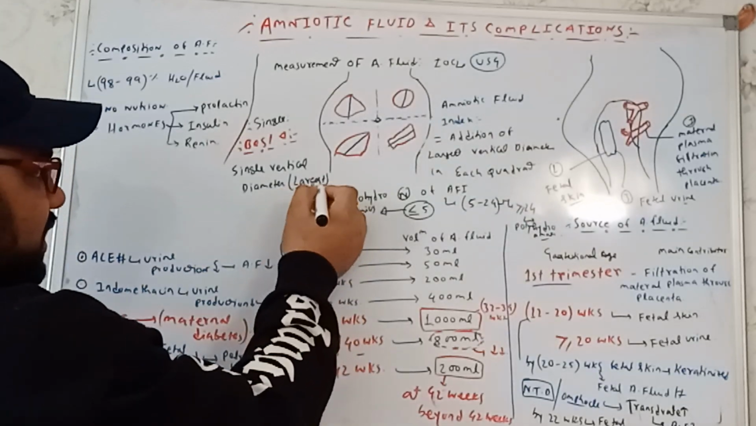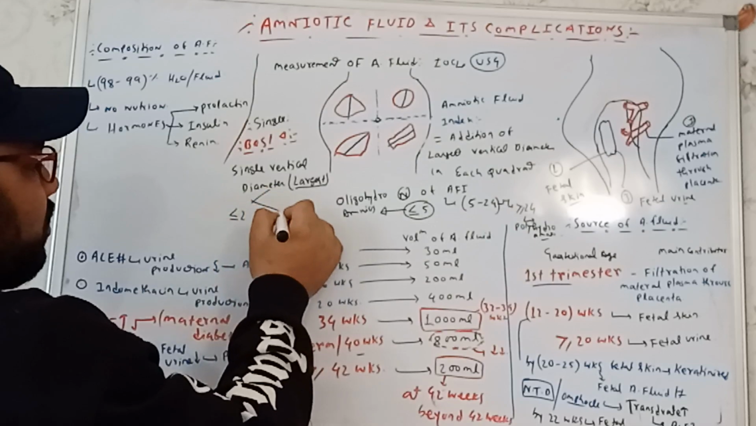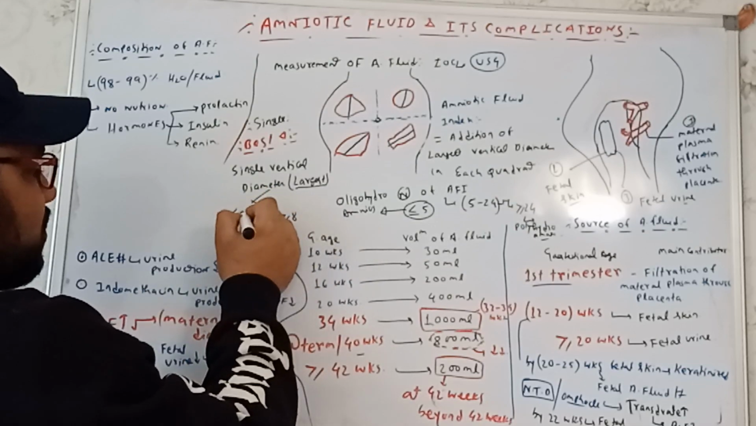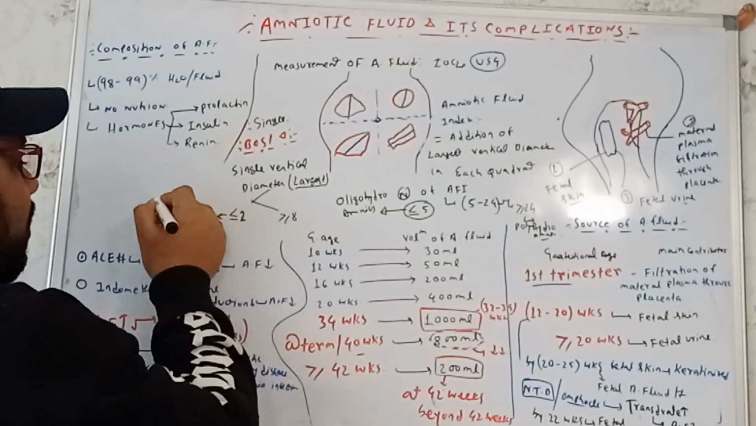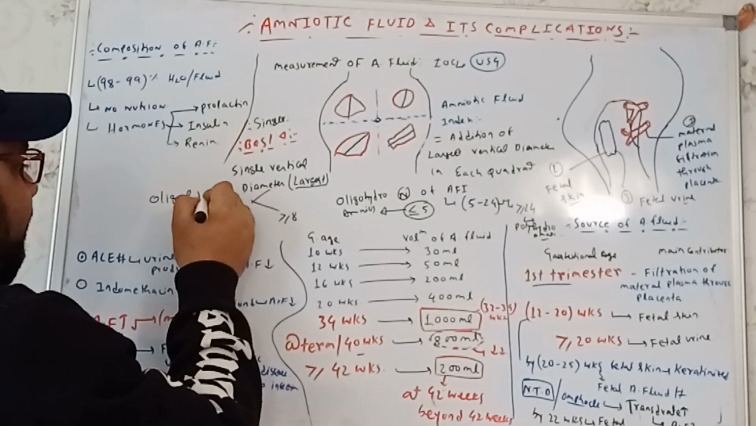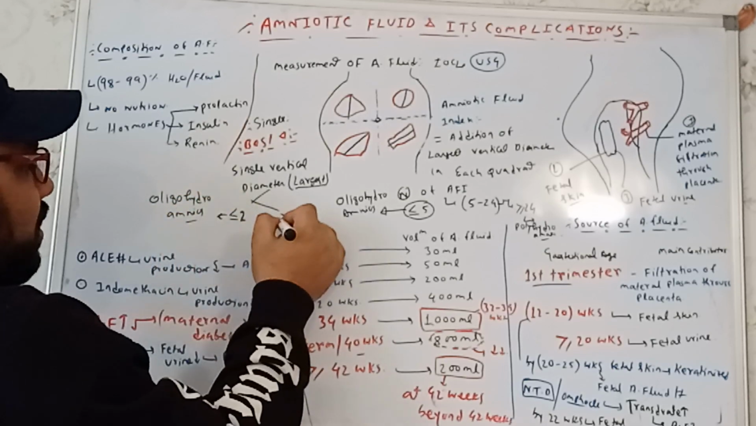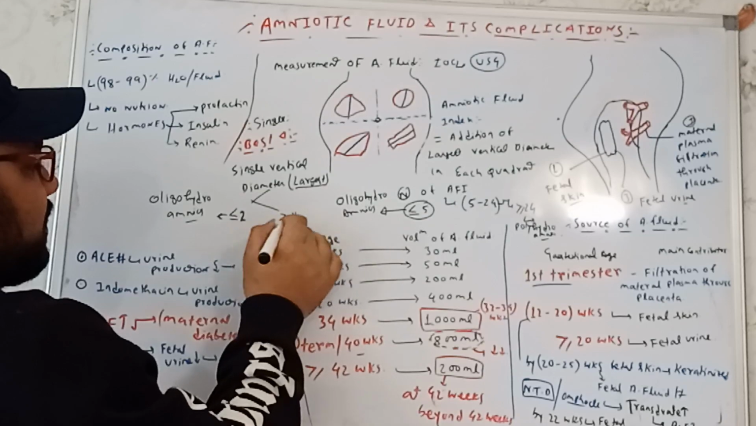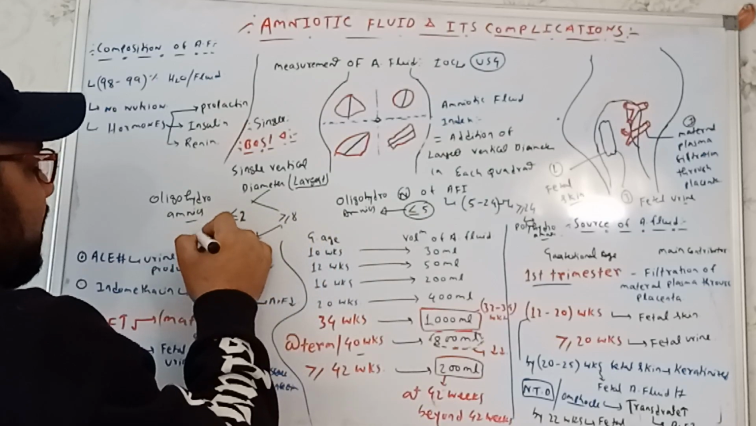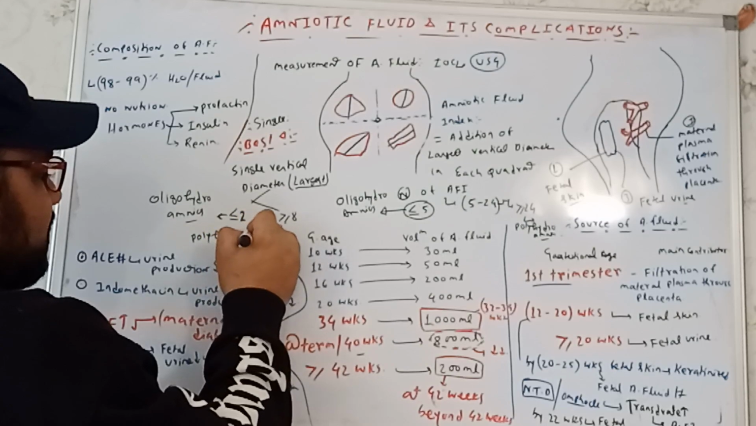For the largest one, we have to take the values, and if we get less than or equal to 2, it will be considered, in the same way, oligohydramnios. And if we get more than or equal to 8, it will be considered polyhydramnios, which means a greater amount of amniotic fluid.